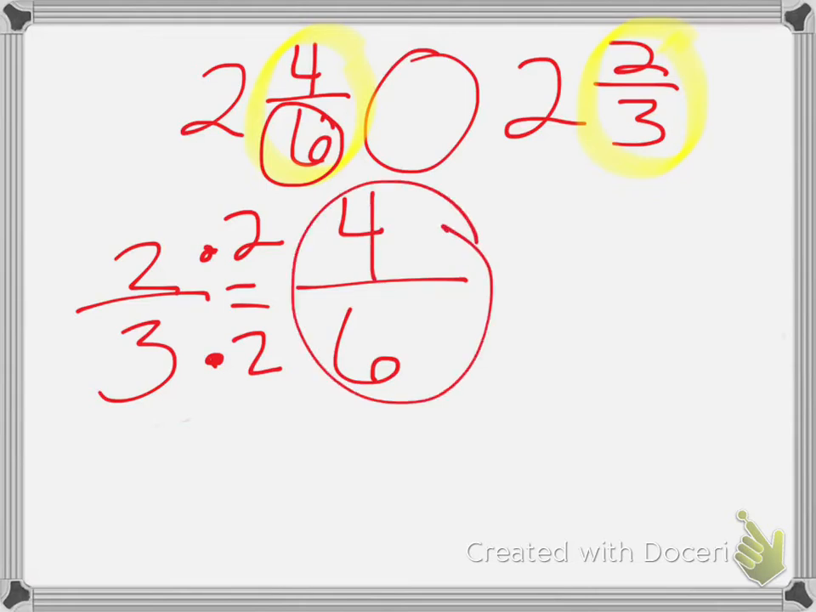Hey, what do you know? 2/3 is equal to 4/6. Okay, so this is actually like saying 2 and 4/6, 2 and 4/6. Well, hey, they're equal. So just be very careful of that.